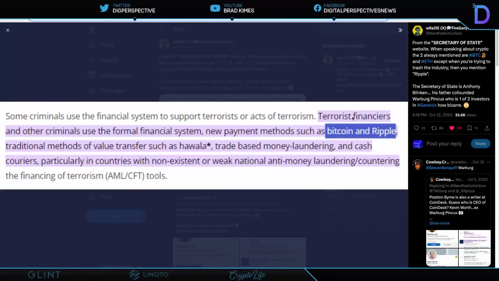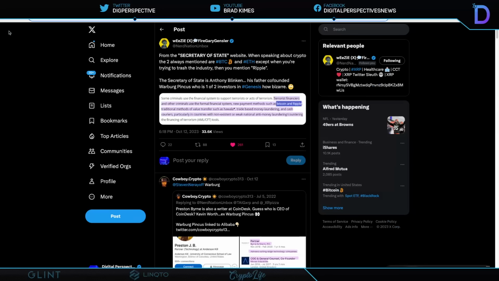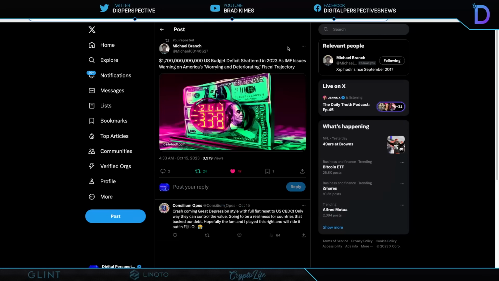So don't mistake that. Terrorist financiers and other criminals use the formal financial system, new payment methods such as Bitcoin and Ripple, and traditional methods of value transfer such as Hawala. It says here, trade-based money laundering and cash couriers, particularly in countries with non-existent controls. Look, let's make no mistake about it here, right? Cash is the biggest thing being used by criminals for criminal activity, period, right? And then there's this.